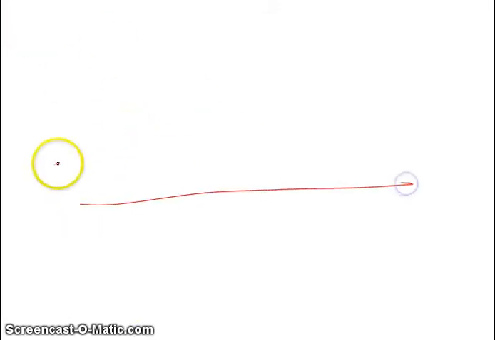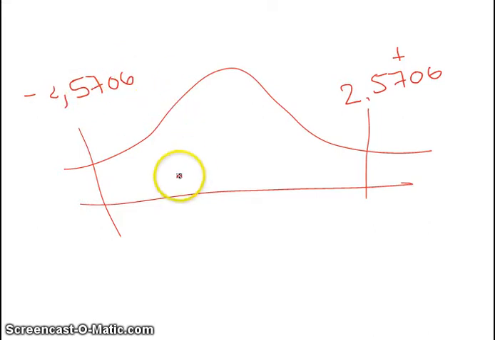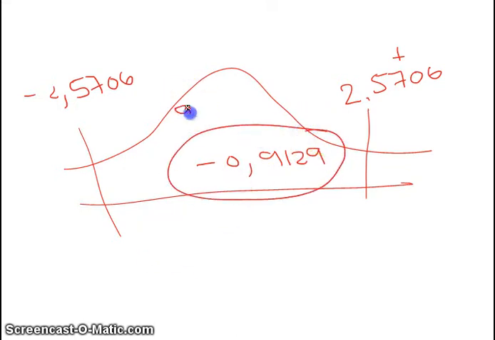I've only got 30 seconds left in which to finish this video, but I'll quickly draw that. That would be 2.5706 plus and minus 2.5706. My test stat is minus 0.9129, which means it falls in the acceptance or non rejection area.